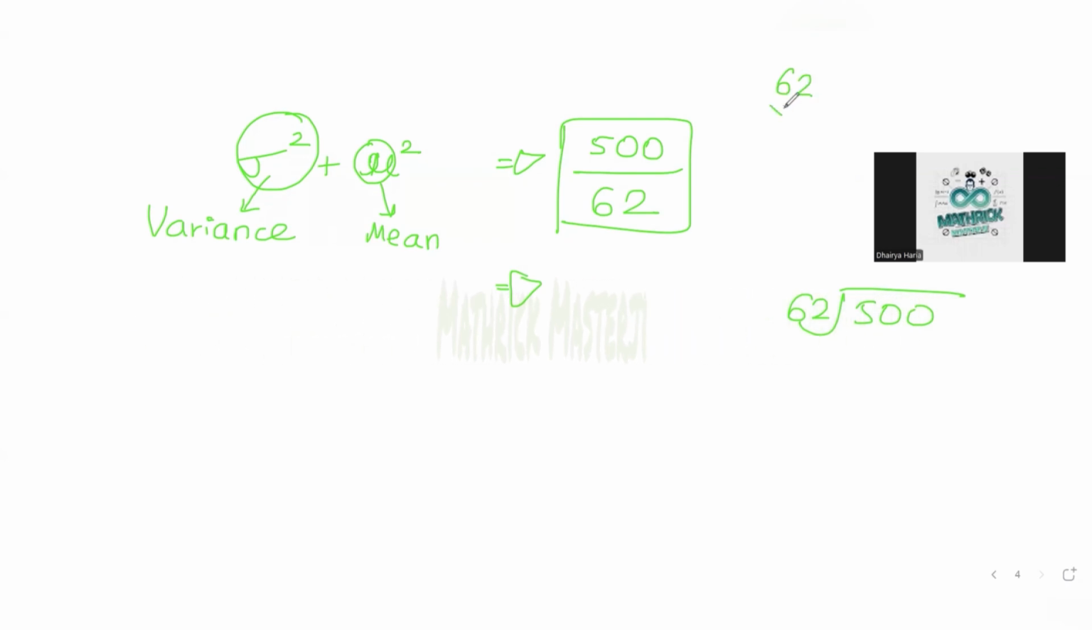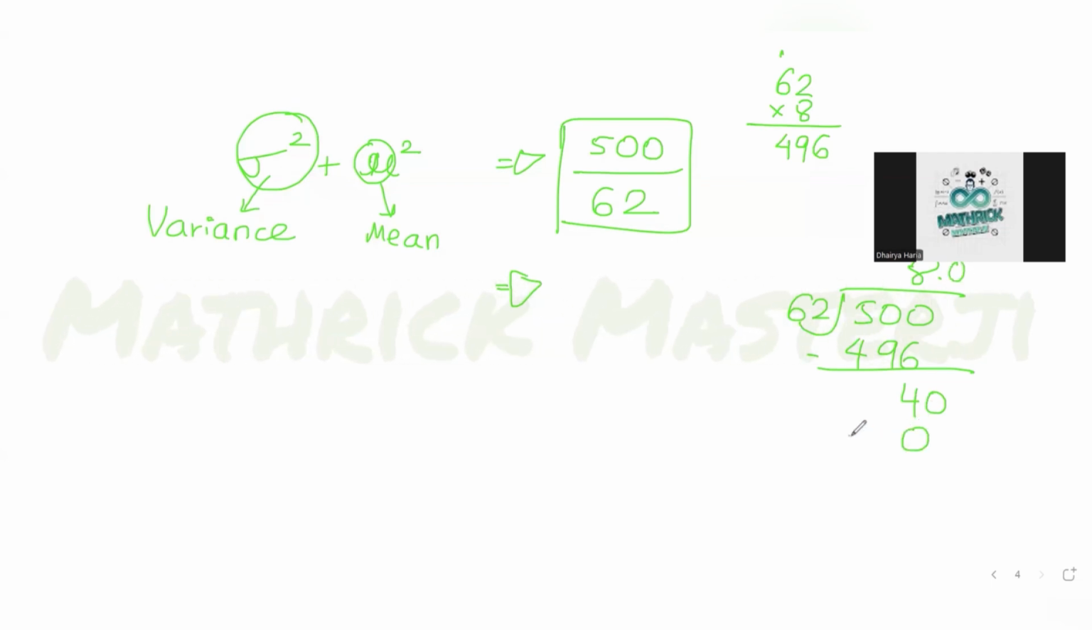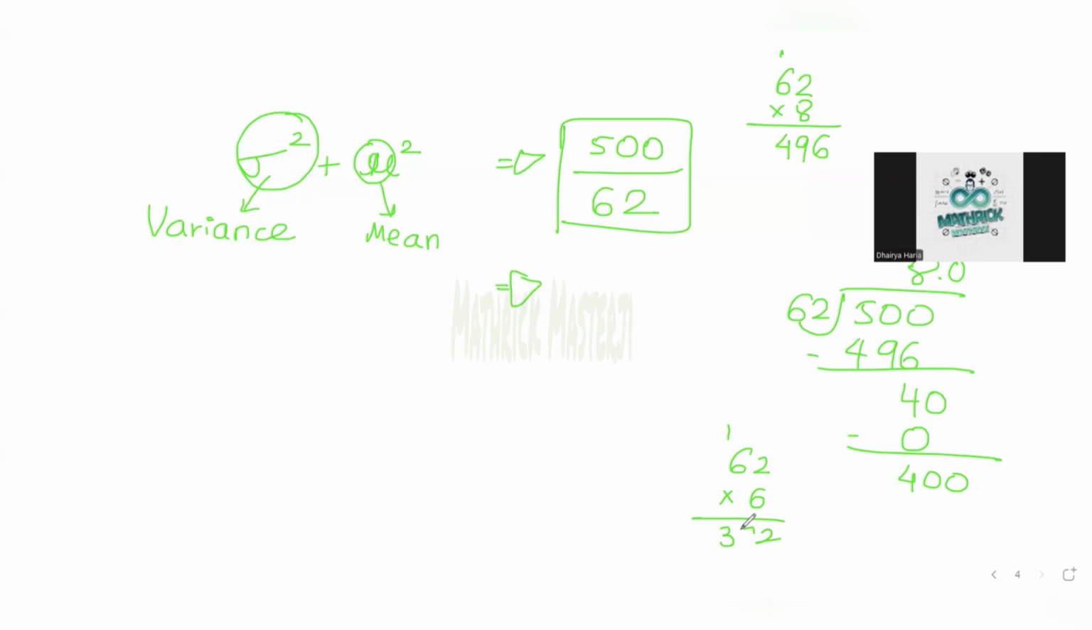So 62, I think 8 times it would go. 8 2s are 16, 8 6s are 48, 49, 496. 62 times 8 is 496, which leaves 4, then 0, 400. Then 62 times 6: 6 2s are 12, 372. So 6 times it's 372. So we basically get 8.06, something like that.